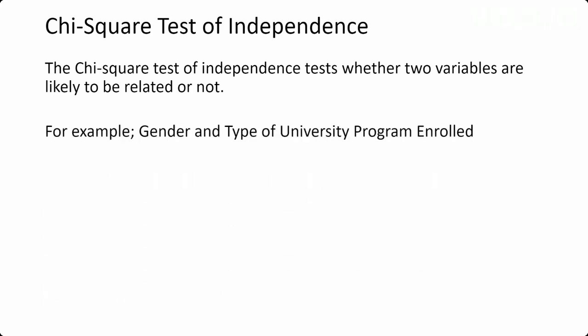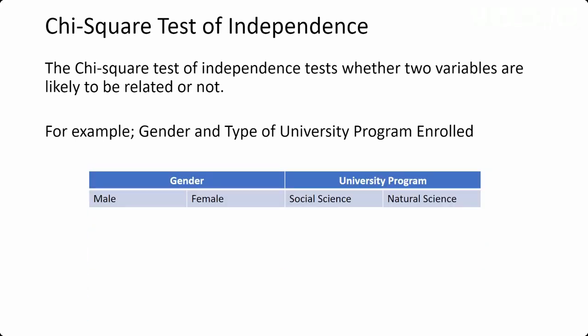For example, we talk of gender and the type of university program students are enrolling in. So there, we are going to look at these categorical variables. We break down gender into female and male, and also look at the university program in which they enroll. Is it social science or natural science? Most likely, the hypothesis will be that males choose natural science as compared to females. So you're comparing those two categories.